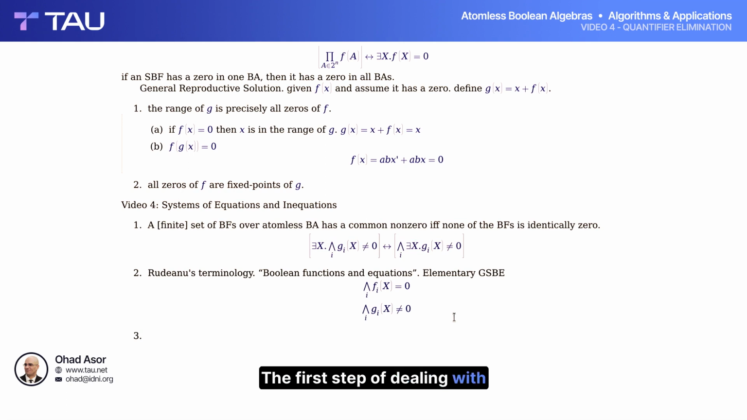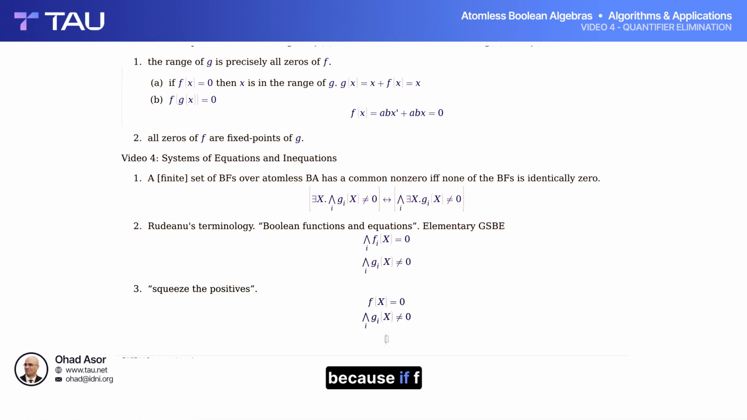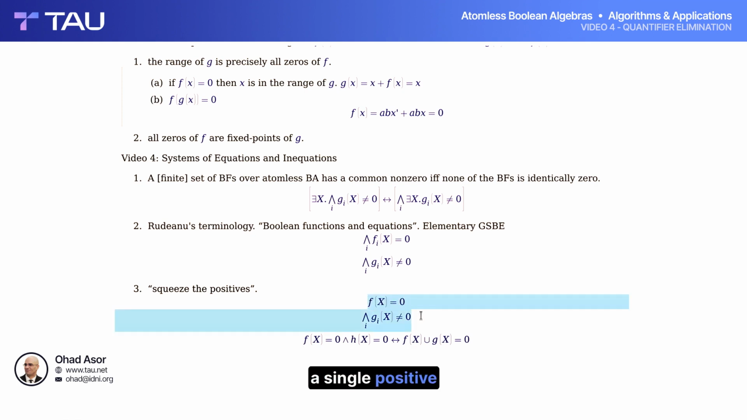The first step of dealing with an elementary GSP is what I call squeeze the positives. It means that you have a single positive equation and many negative equations. And this is possible because if f(x) equals 0 and, let's say, h(x) equals 0, this is the same as f(x) union g(x) equals 0. More generally, any bunch of elements in a Boolean algebra are all 0 if and only if their union is 0. So very easily we can get a single positive and many negatives, and the negatives cannot be squeezed into one. It is very clearly impossible, but I guess it will be clear later on why not. In general Boolean algebras, or at least in infinite Boolean algebras, it is impossible to squeeze them into one.